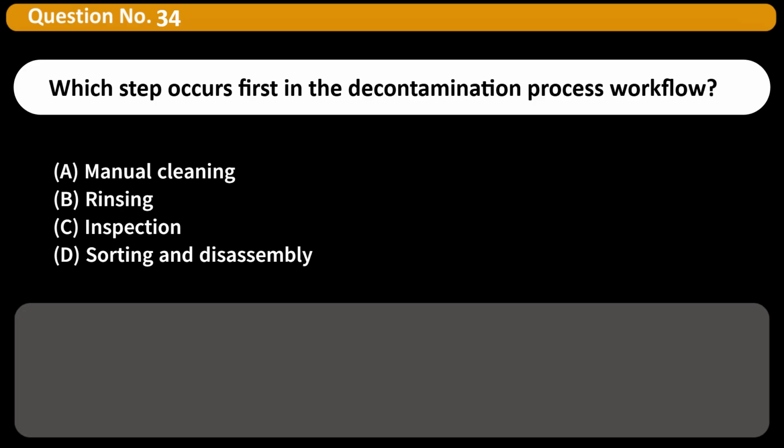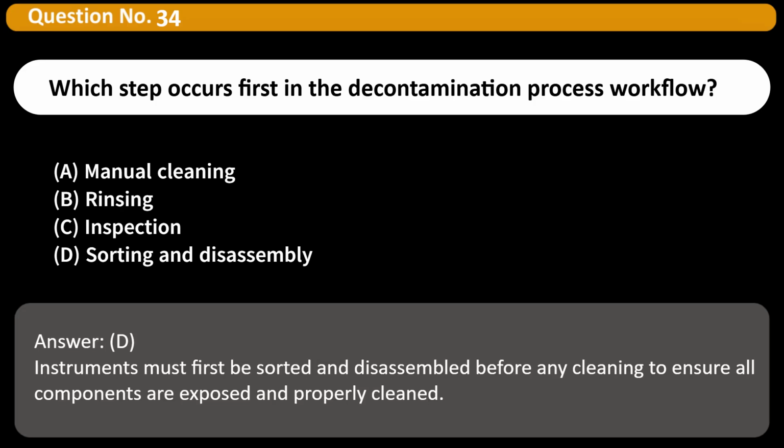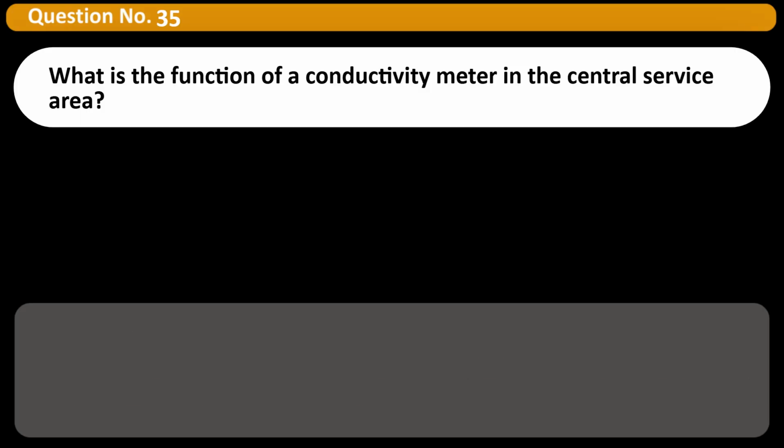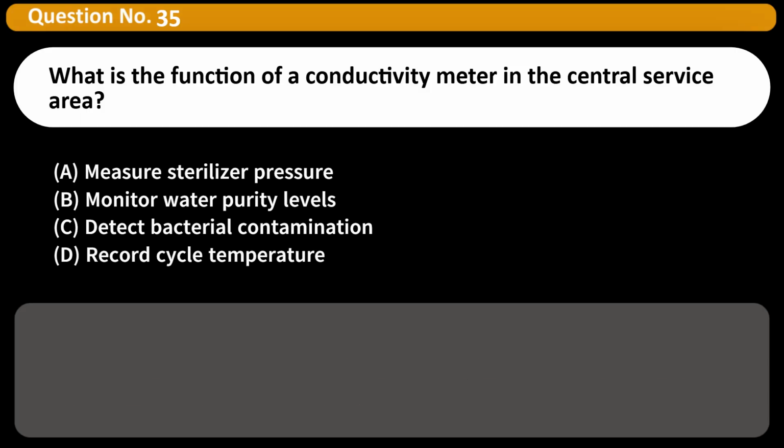Rinsing. C. Inspection. D. Sorting and disassembly. Answer D. Instruments must first be sorted and disassembled before any cleaning to ensure all components are exposed and properly cleaned. What is the function of a conductivity meter in the central service area?